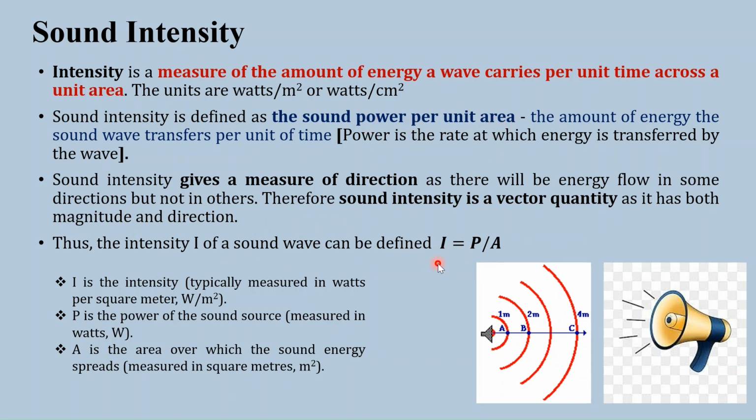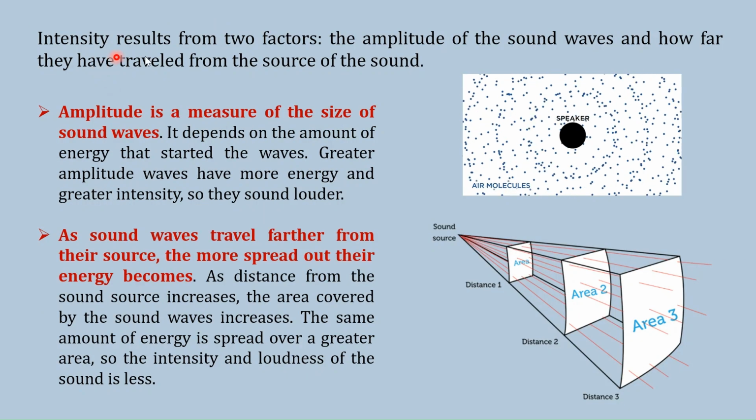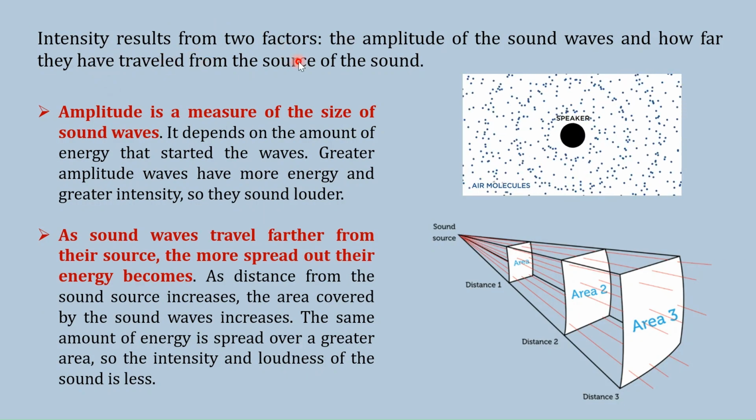So here we have I as the intensity, which is typically measured in watt per square meter, and then P is the power of the sound source, measured in watt, and A is the area over which this sound energy is spread. So it is mainly measured in square meter. Sound intensity results from two factors.